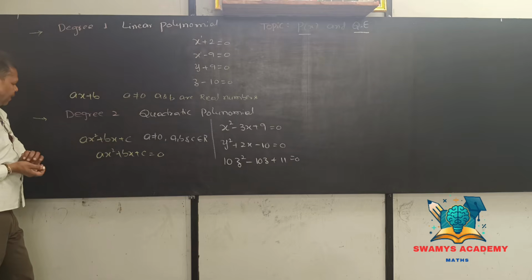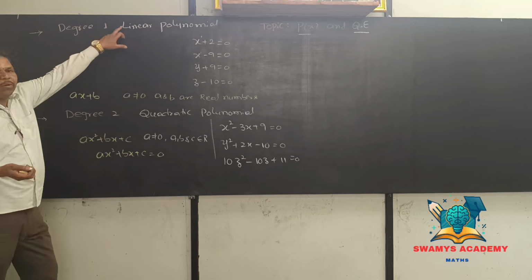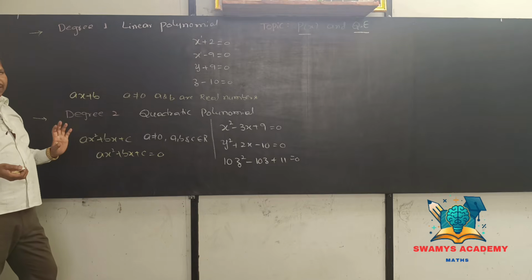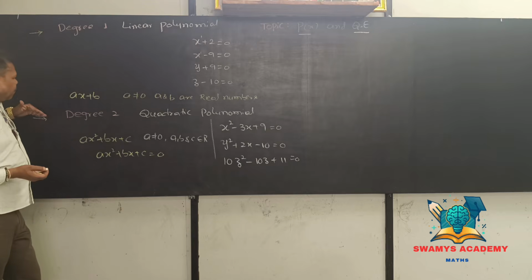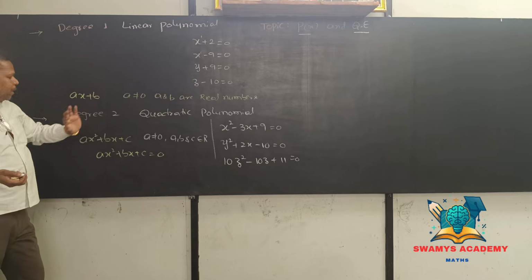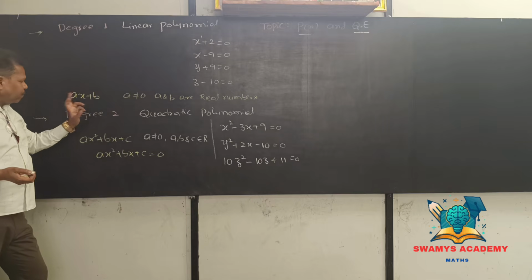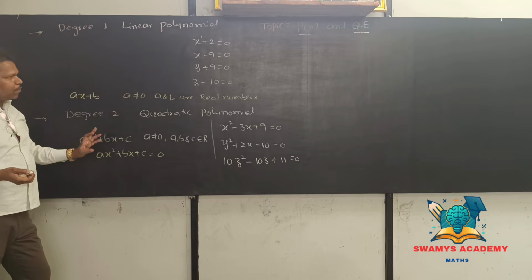In case a is equal to 0, then it becomes a linear polynomial: bx plus c equals 0. So the first one, degree 1, is a linear polynomial. The second one, degree 2, is a quadratic polynomial. Standard form of the linear polynomial: ax plus b. Standard form of the quadratic polynomial: ax square plus bx plus c.